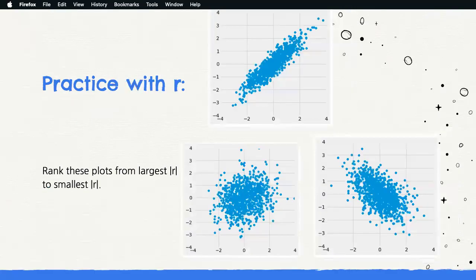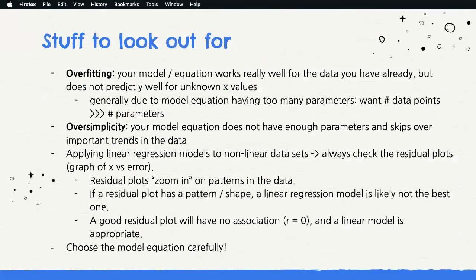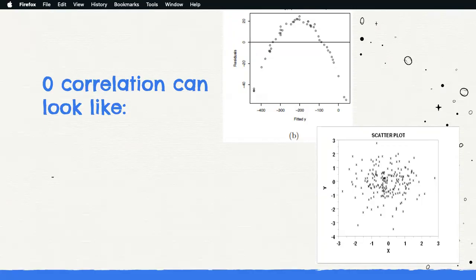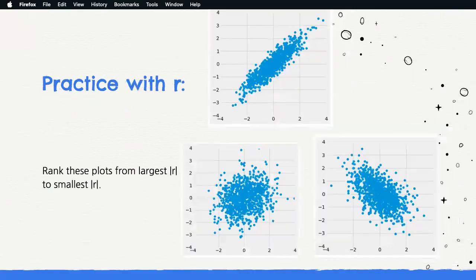Okay, let's do a really quick practice. I think after this there's more slides, sorry. So for R, I gave you 3 plots that I stole from the Data 8 textbook, and these all have different values of R. Think about it for like 17 seconds, and then we're going to rank them by R magnitude, closest to 1, and then closest to 0. Okay, think about it for a little bit.